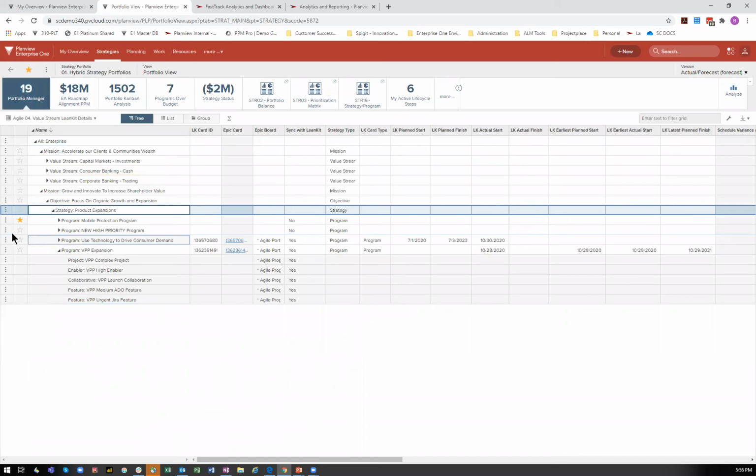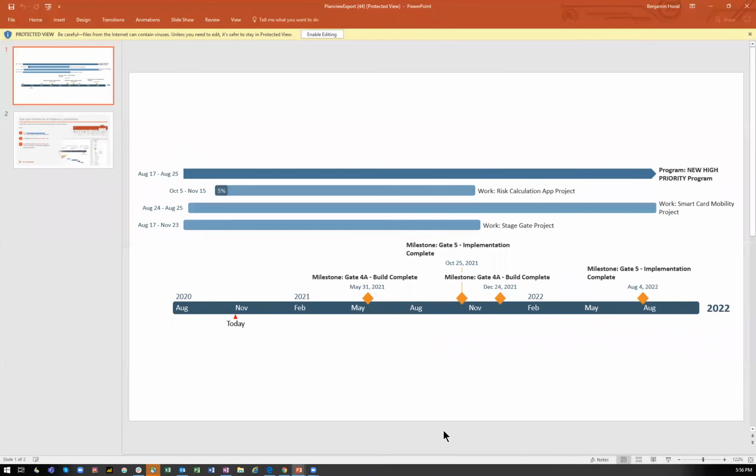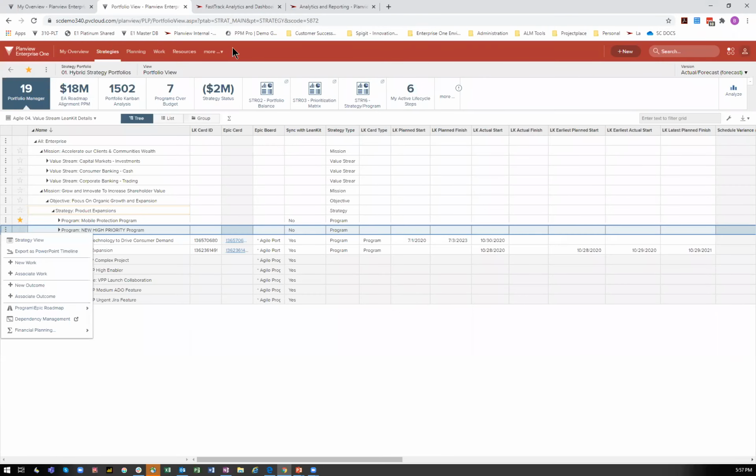And with any one of these big investments, if I need to go present it to the boss, I could export it to PowerPoint timeline, which is a function. So I'm going to export the program, the new high priority program. What that'll do is export out a beautiful Gantt that I could use as part of the presentation material to explain why the new high priority program is so important to our business, right?